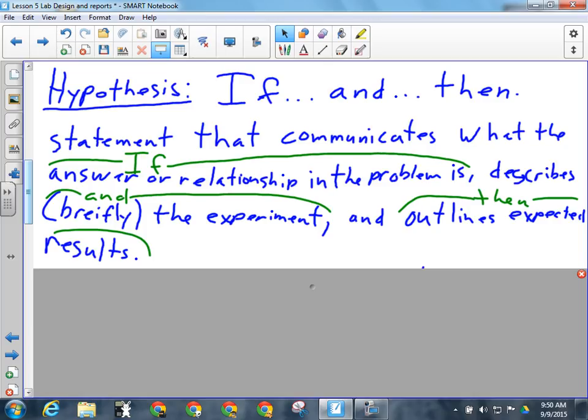Okay, the then part outlines the expected results. This is what I'll see if I'm right. We don't say it like that because we try not to use I, we, us in a hypothesis.